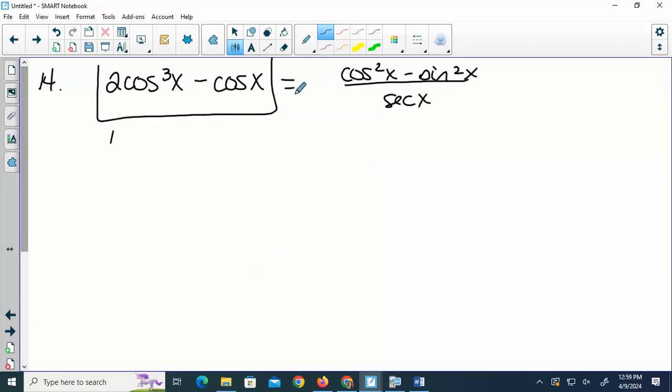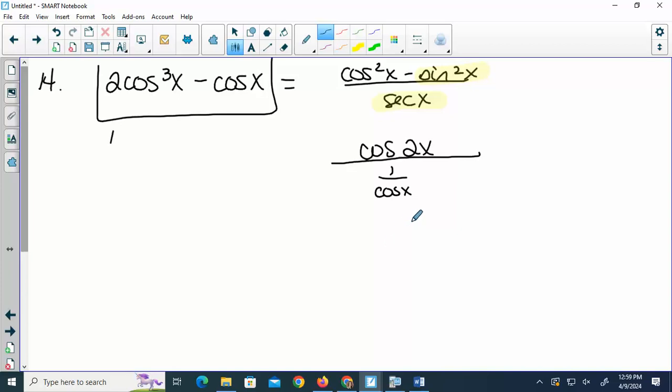Okay, look at what we have. Our goal is to only have cosines. So when I'm looking at this, I'm thinking, okay, that's sine squared, that's secant, those need to go. Okay, so lots of different options here. If you recognize it, cosine squared x minus sine squared x is cosine 2x. That works. What would we do with secant? 1 over cosine.